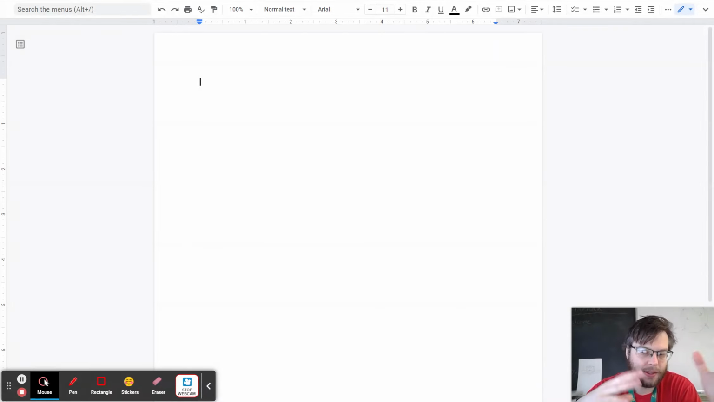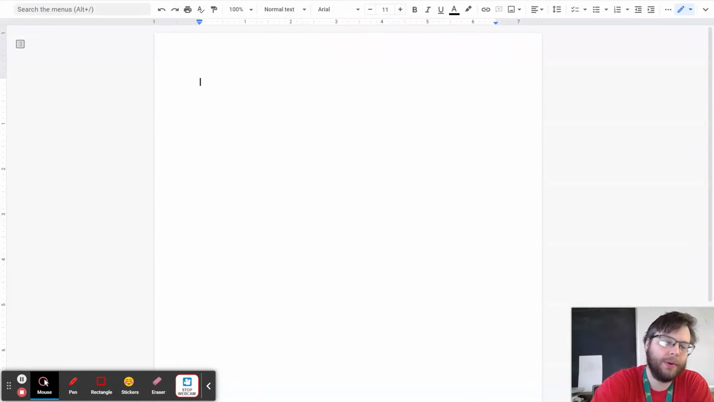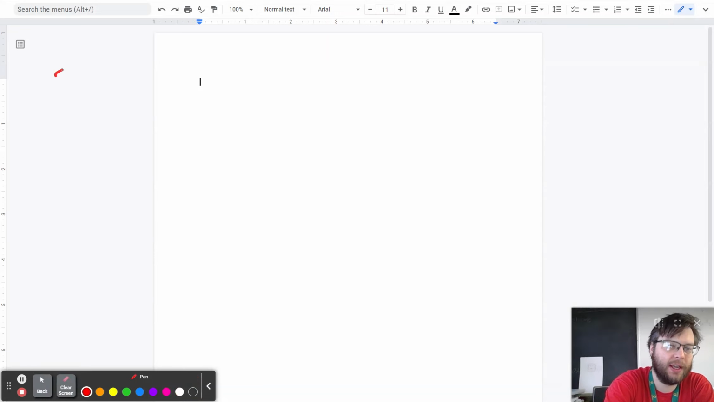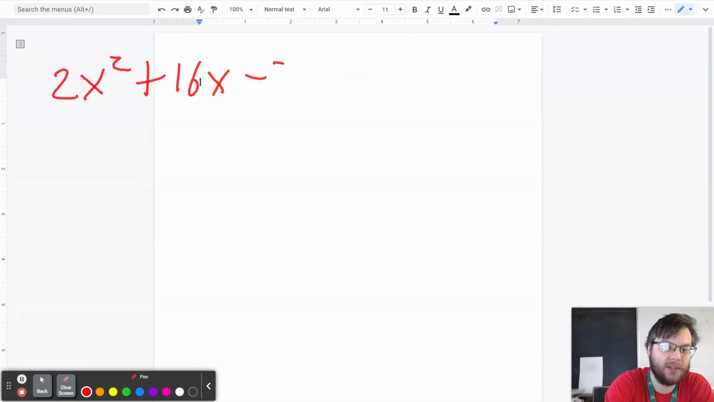So in the last video, which I encourage you to watch first, I talked about completing the square when you've just got a single x squared term. What I'm going to talk about now is what if you don't? What if you've got something like this? 2x squared plus 16x minus 35.